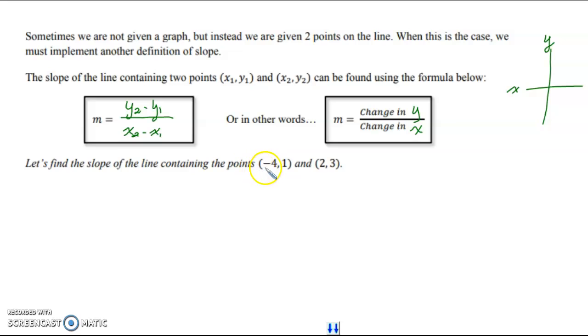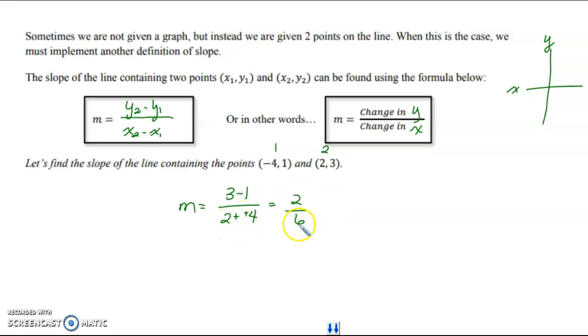So if we have the 2 points, -4, 1, and 2, 3, this is my first set, and this is my second set. So I find the change in my y's. So I have 3 minus 1, and then I have 2 minus -4. This is looking for our slope using this formula, our change in our y's over our change in our x's. One thing I noticed is I'm subtracting with a negative, so I'm going to keep change that. And I'm going to have 3 minus 1 is 2, and 2 plus 4 is 6.